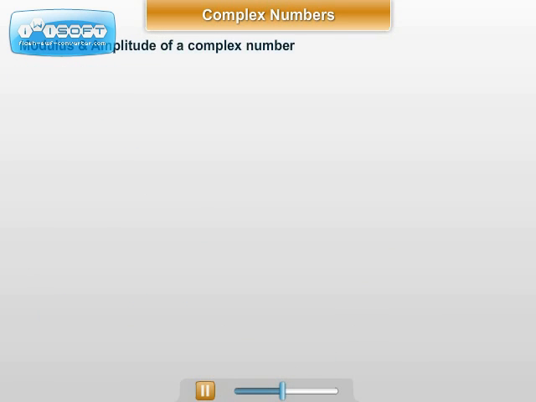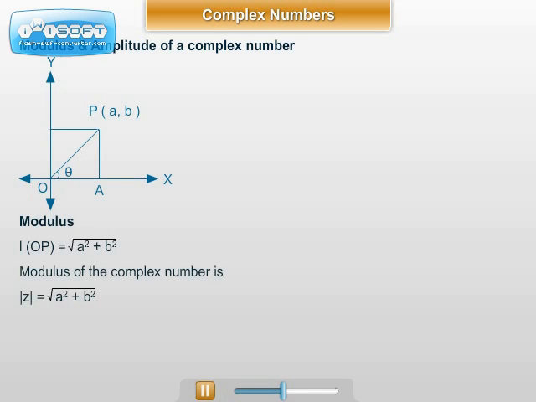Modulus and amplitude, that is argument of a complex number. The first, modulus. Let z = a + ib be a complex number. Then it is represented by the point P, coordinates are (a, b), in the XOY plane. We have length OP = √(a² + b²). Definition: if z = a + ib is a complex number, then we define √(a² + b²) to be its modulus.